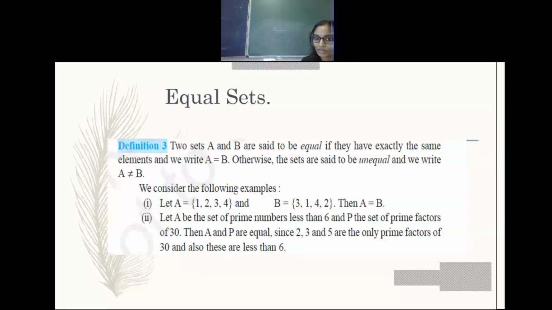If we observe in set A, 1 is there in A and 1 is there in B also. 2 is there in A, 2 is there in B also. 3 is there in A, 3 is there in B and similarly 4. Irrespective of in which order they are arranged in B, if the elements are exactly the same in both the sets, such sets can be called as equal sets.